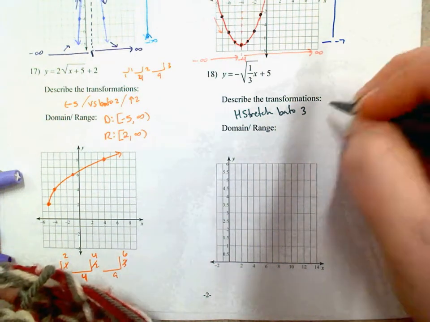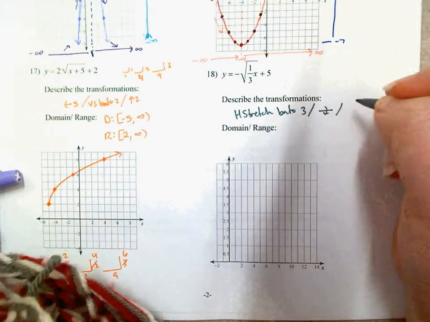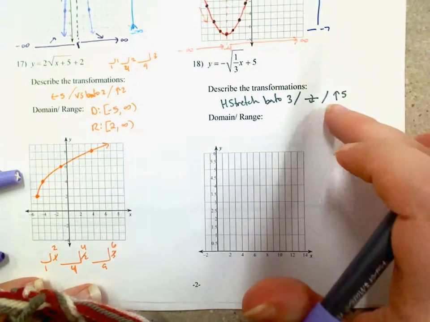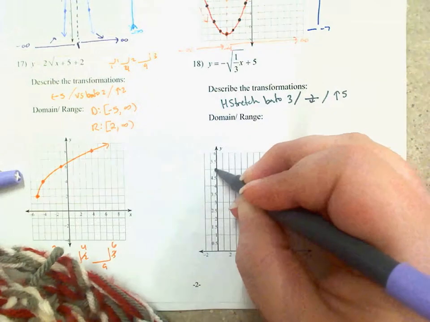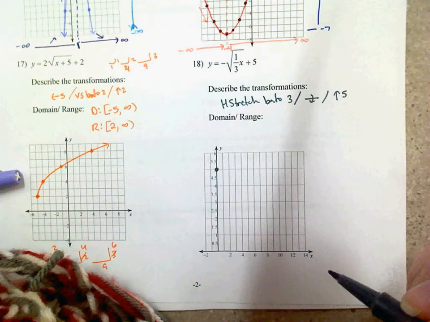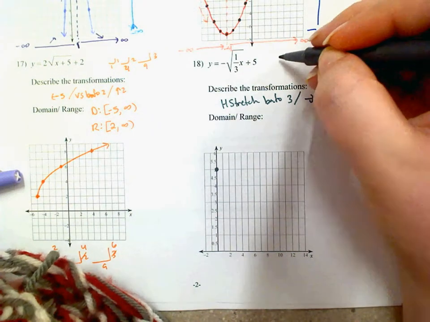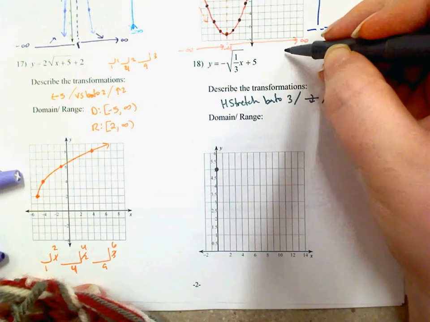The minus flips it over the x-axis, and the +5 means go up 5. So as far as where my vertex is, the +5 is the only one that affects that, left and right and up and down. So I'm going to go up 5. Interesting. Usually the pattern for radical is over and up, but since we flipped over the x-axis, we're going to go over and down.